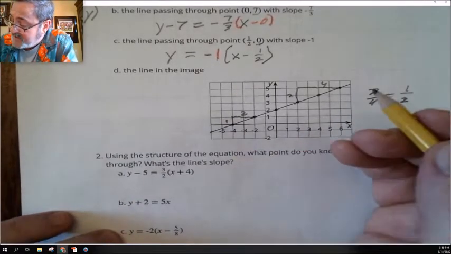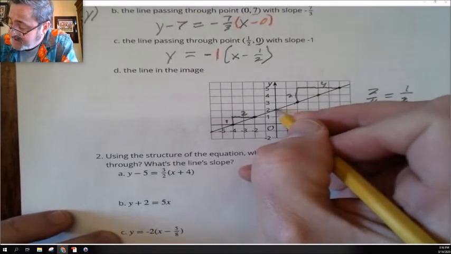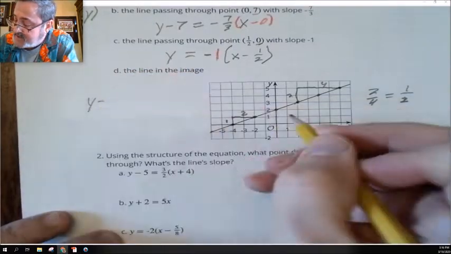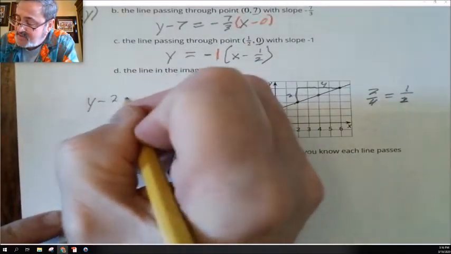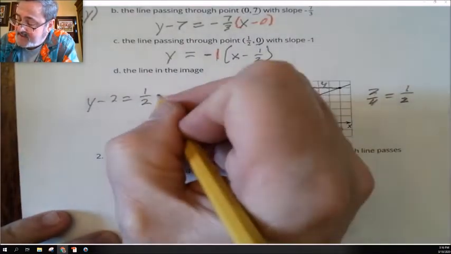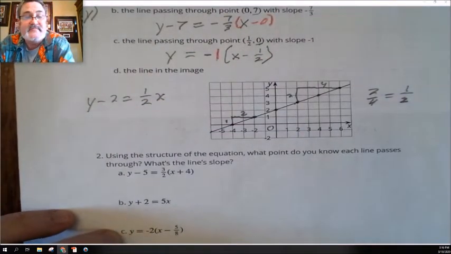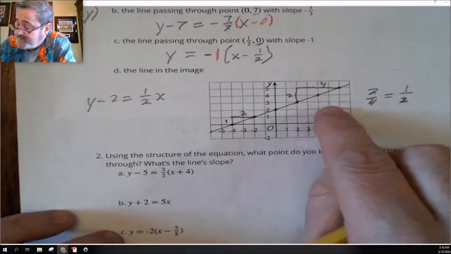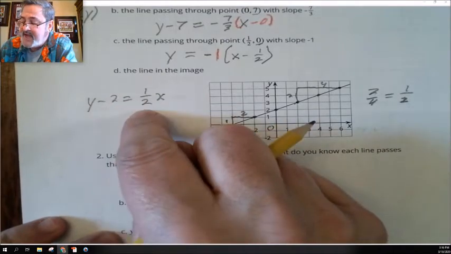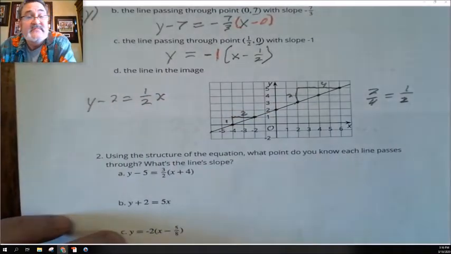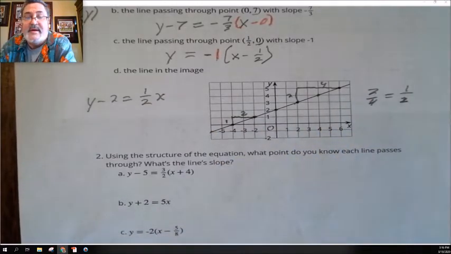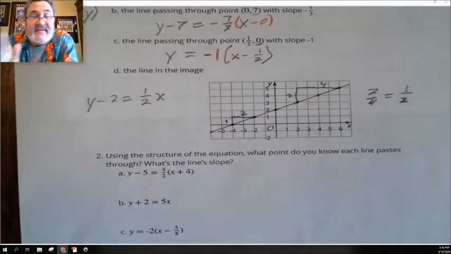So let's pick a point. Let's do this one right here. Let's make it interesting. y minus, this is 2, equals 1/2 x minus 0. So just 1/2 x. We could choose a different point if we want to choose this one. This is the point 4, 4. So it'll be y minus 4 equals 1/2 parentheses x minus 4. Right, same way. There are 1, 2, 3, 4, 5, 6, 7 points on that graph that we could use. And so there's 7 correct answers.